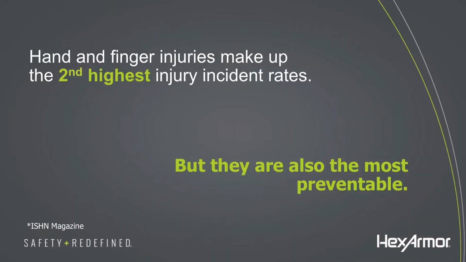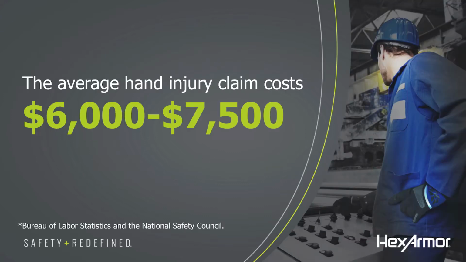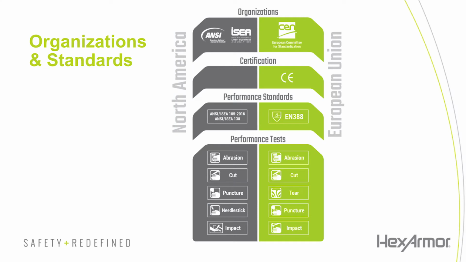So why was there a need to even introduce the additional impact standard? Well, hand injuries make up the second highest incident rate, and they cost on average between $6,000 and $7,500 per claim. Those costs often exceed the cost of providing the proper levels of hand protection. So let's help you identify what those proper levels are. The chart that you see in front of you outlines the 2 different organizations and subsequent standards and tests that we're going to discuss today.